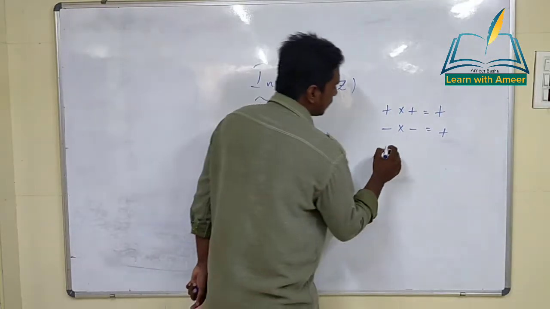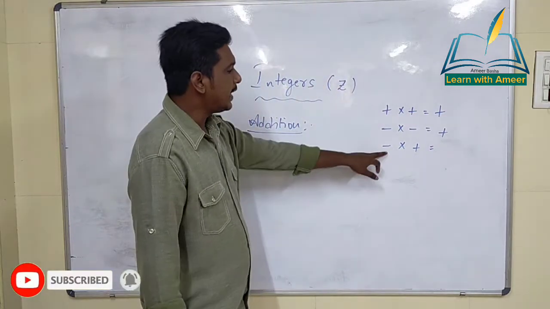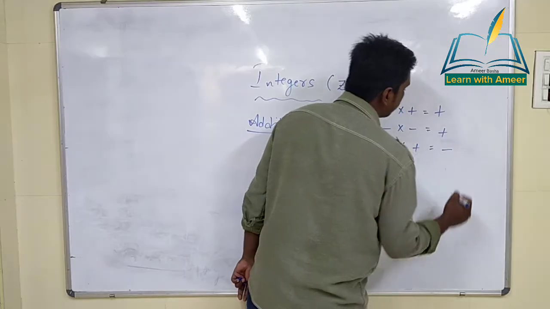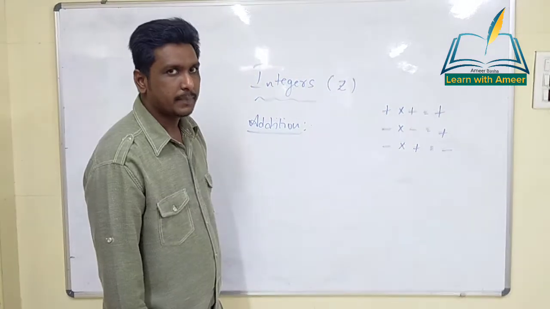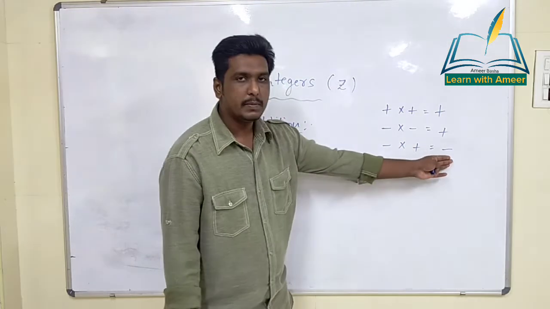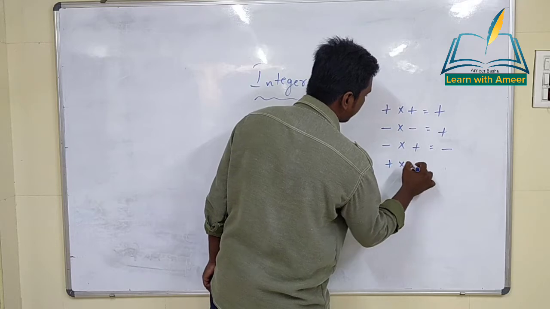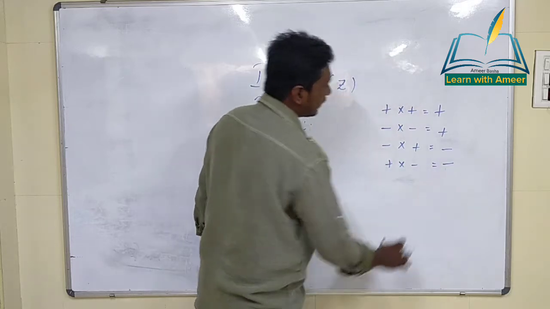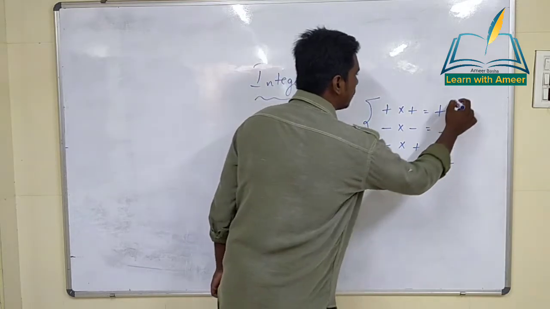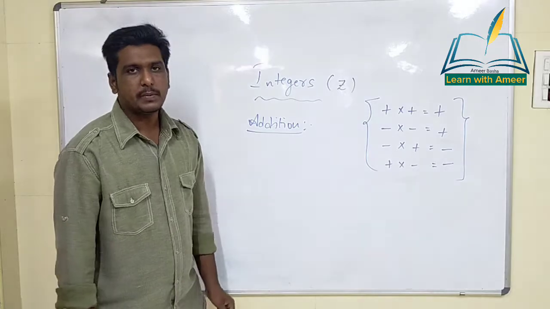Next, children, if we multiply a negative number with a positive number, we this time will be getting a negative number. What do we get, children? Negative. Next one, if we are multiplying a positive number with a negative number, then we will be getting a negative number. So if we understand these 4 rules now, children, then the integers chapter will become very easy for us.